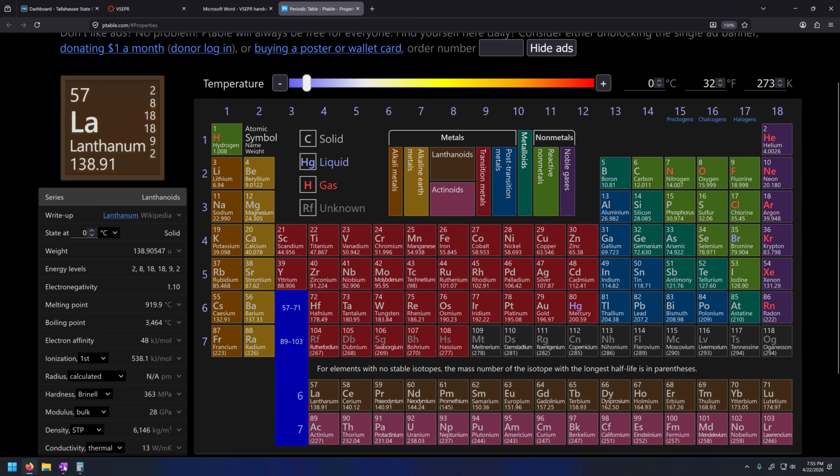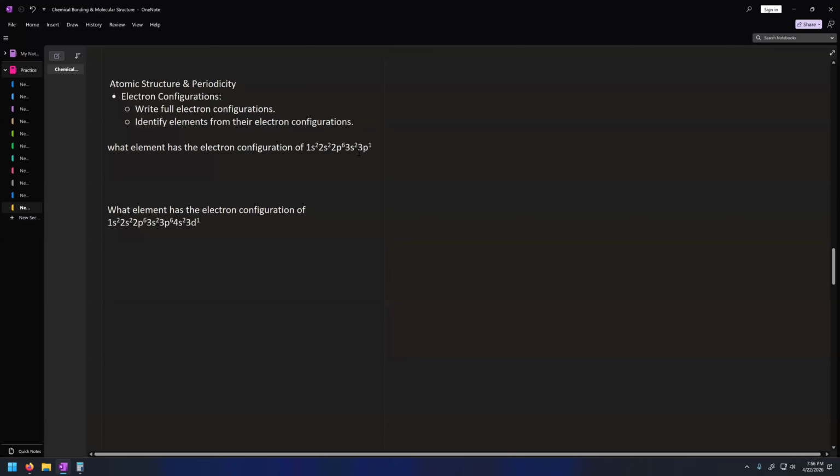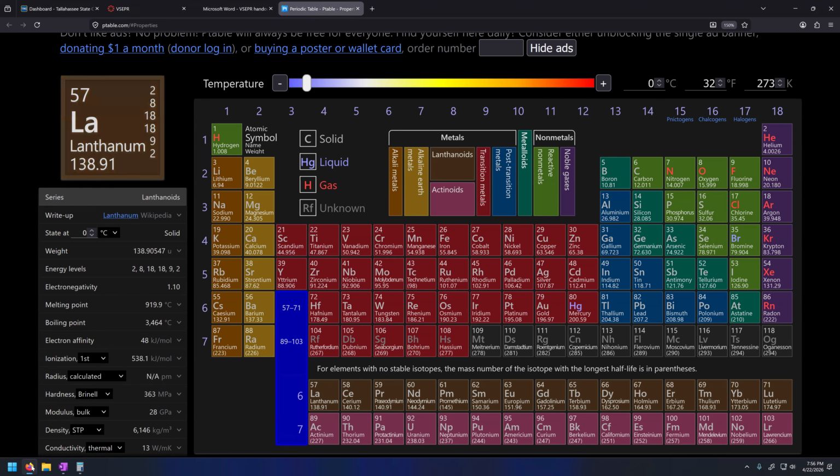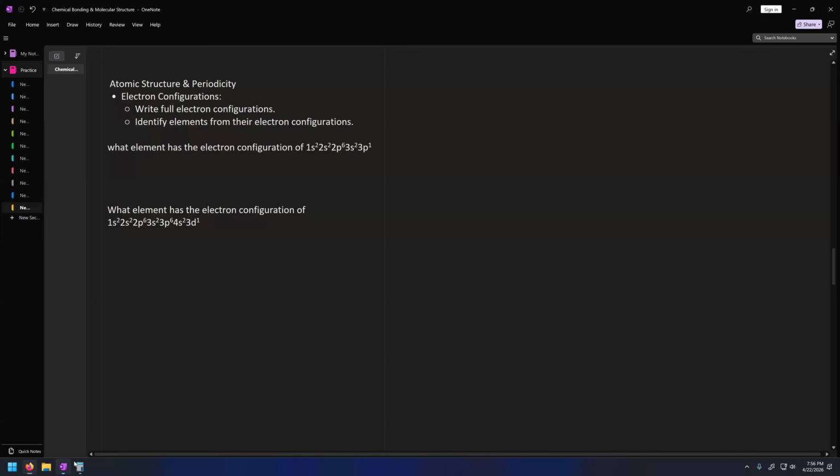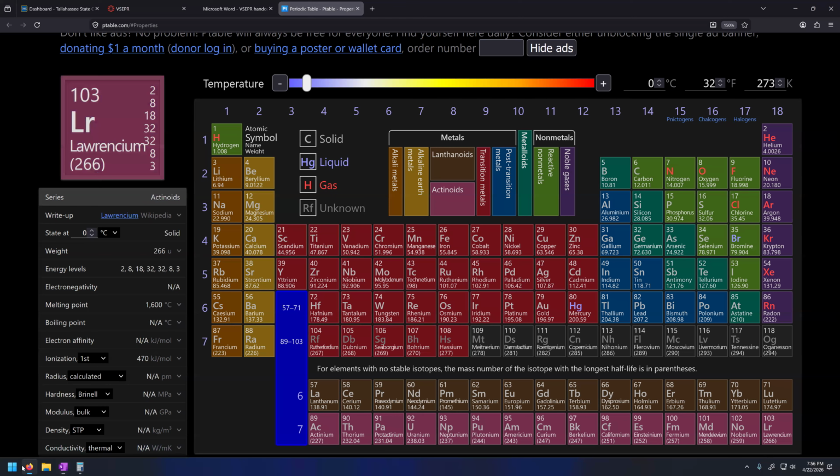So, looking back, we see 3p1. I'm going to zoom in on the 3rd row of the periodic table. And then that p1 tells me inside the p block, I count 1 space over from left to right. Therefore, 3p1, this must be aluminum.